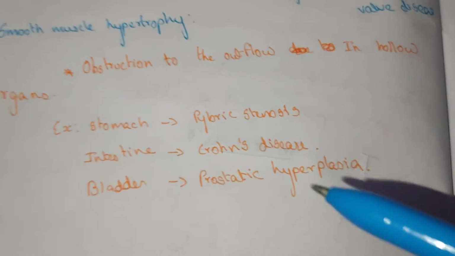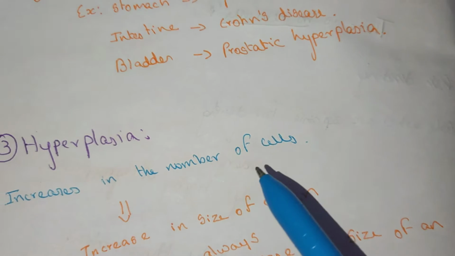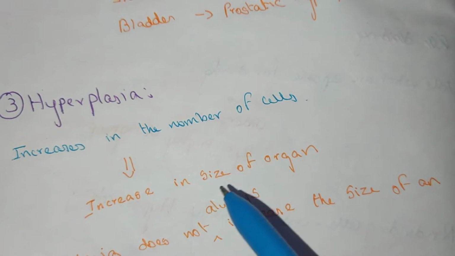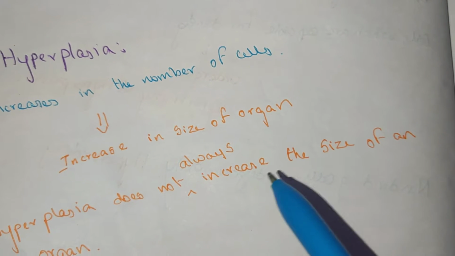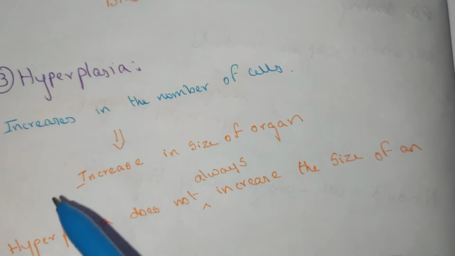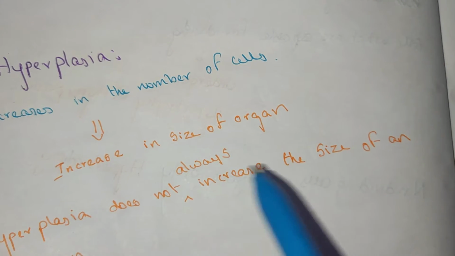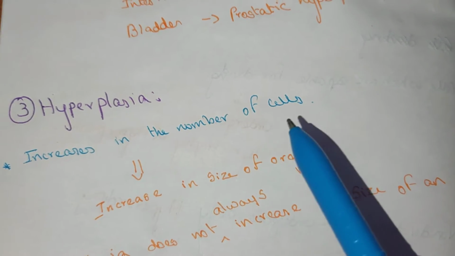The third one we are going to see is hyperplasia. Hyperplasia is an increase in the number of cells and an increase in the size of the organ. Hyperplasia does not always increase the size of an organ. It is mostly an increase in the number of cells.